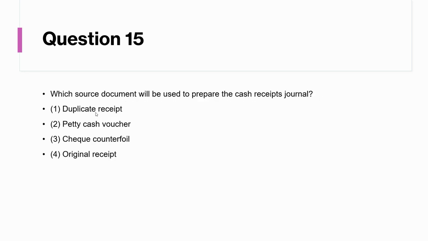Finally, the last one, we've made it, guys. Which source document will be used to prepare the cash receipts journal? Duplicate receipts, petty cash voucher, check counterfoil. It's the check counterfoil. That's what you're going to use to prepare your cash receipts journal.